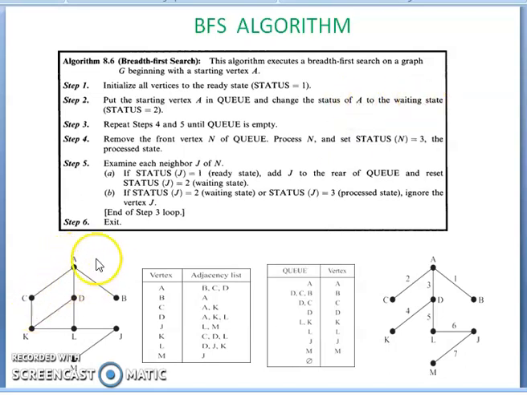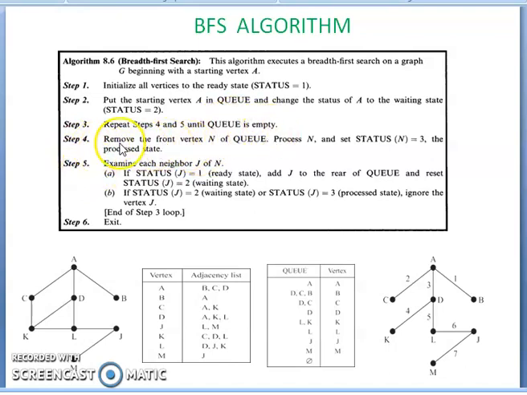First you visit this one. You take A and change the status from status 1 to status 2, which means waiting state. Right? And repeat steps 4 and 5 until the queue is empty. In the queue there is only one element, that is A. So repeat step 4 and step 5 until the queue is empty.